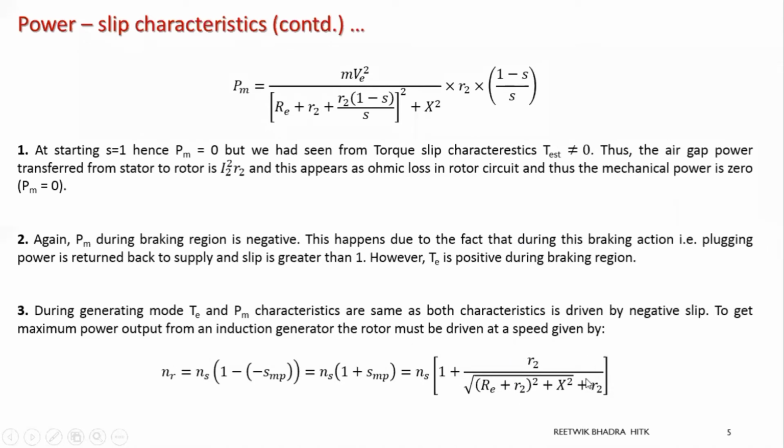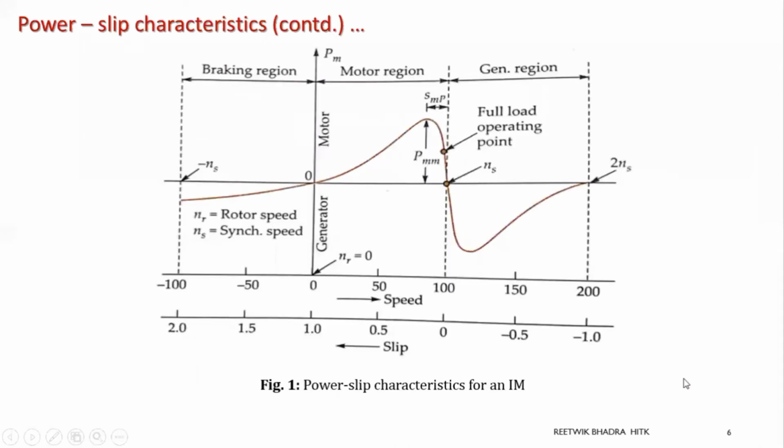So this is one MCQ that can come for your exam. At what speed does the maximum value of power occur during motoring or generating mode? Take care of your slip during each case. So this is how your power slip characteristic occurs. Only difference is that at the starting power is 0, but at the starting there is a torque.